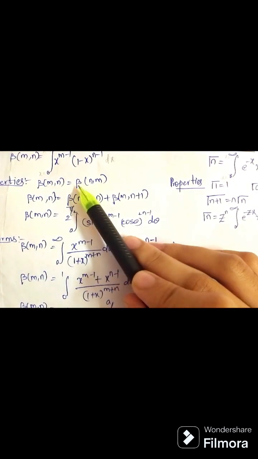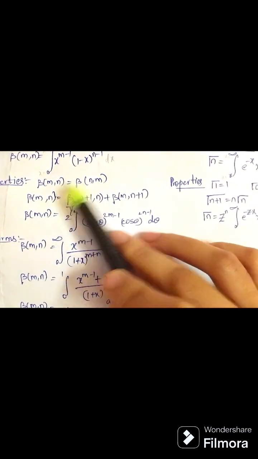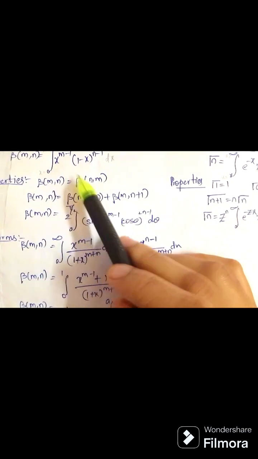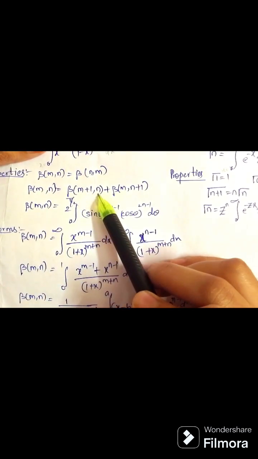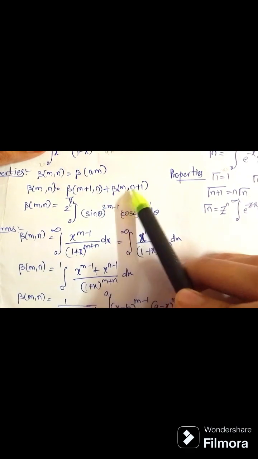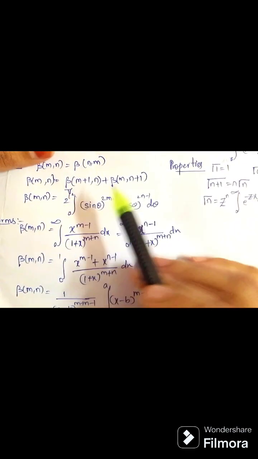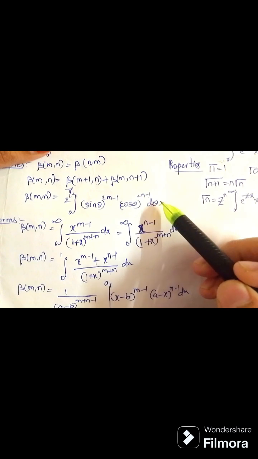So beta of m comma n, we can write it in reverse also. This is called the symmetry property. Next, we can write beta of m comma n as beta of m plus 1 comma n plus beta of m comma n plus 1. This is very important. We'll be using it in sums.